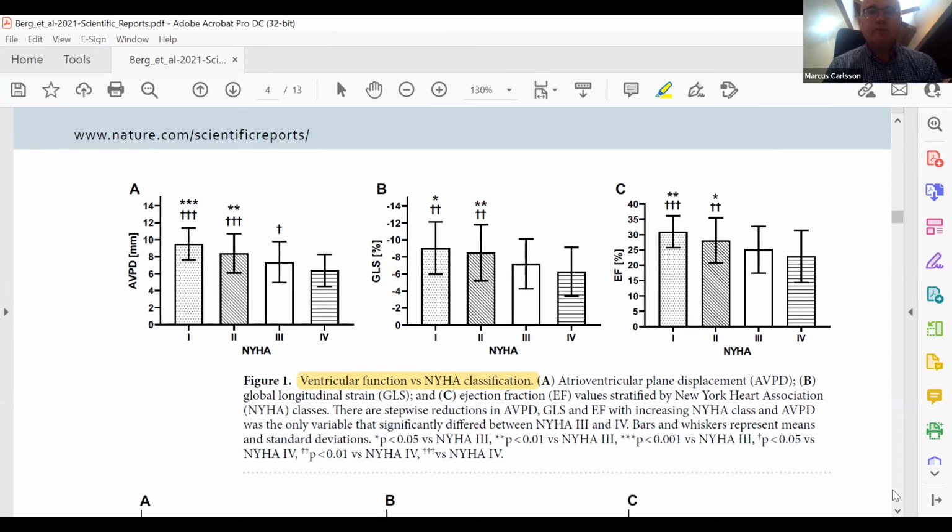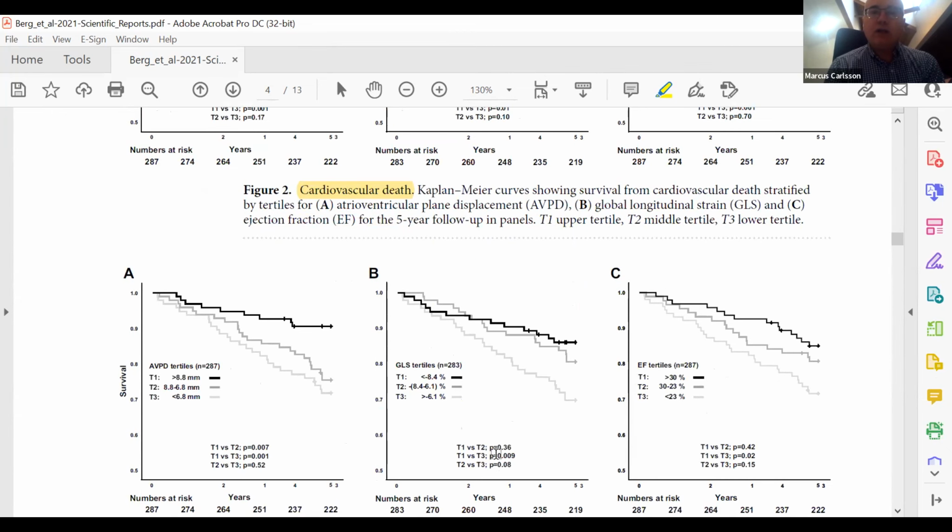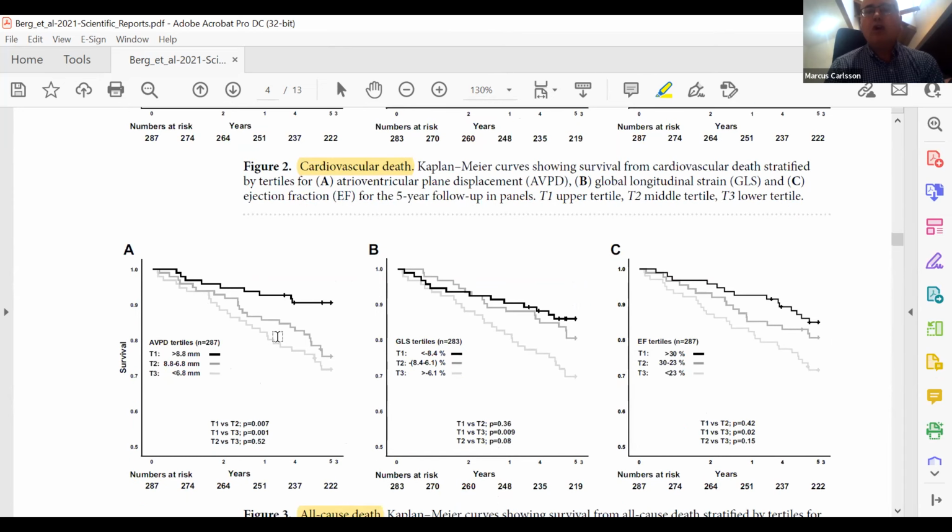This is the Kaplan-Meier curve for cardiovascular death in the same way, AVPD to the left, in the middle GLS, and to the right ejection fraction. And you can see that when it comes to the tertiles that we divided them in, it happens to be that over 30% is the upper tertile. So over 30%, there were actually quite good outcomes. And also for AVPD, with the statistics here, there was a bit better separation compared to the other two measures of function for cardiovascular death, as well as for total death or all-cause death.